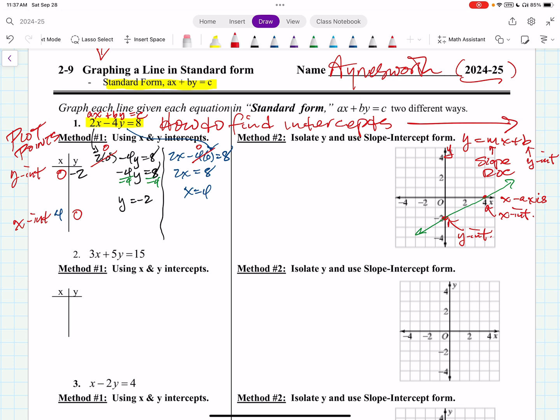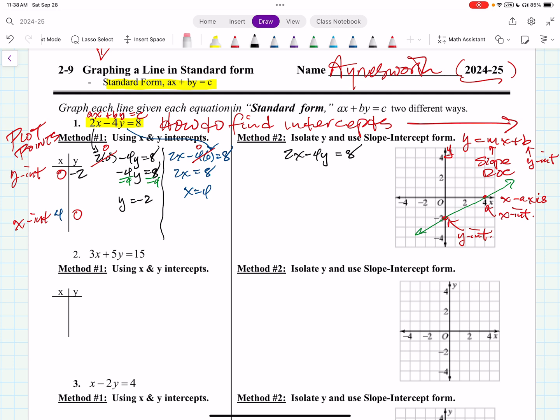They're on the axis. Now let's take this function over here and solve for y. We have 2x minus 4y is equal to 8. First step, you add the opposite.